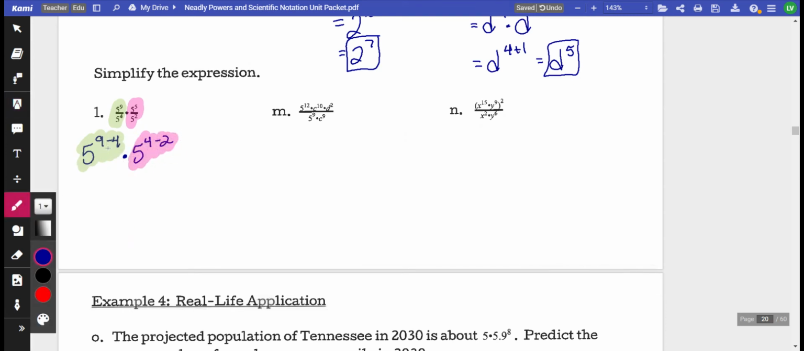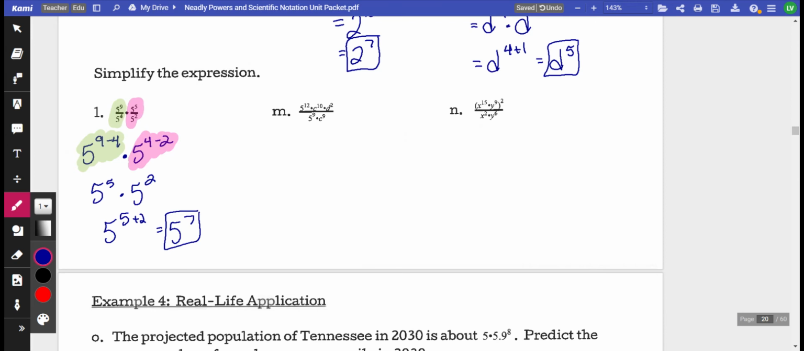So 5 to the 9th minus 4 is 5 to the 5th, times 5 to the 4th minus 2 is 5 squared. Same bases I'm keeping, and because I'm multiplying, I'm going to add the exponents. So that becomes 5 to the 7th power.